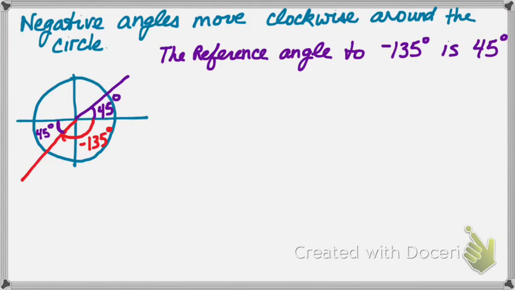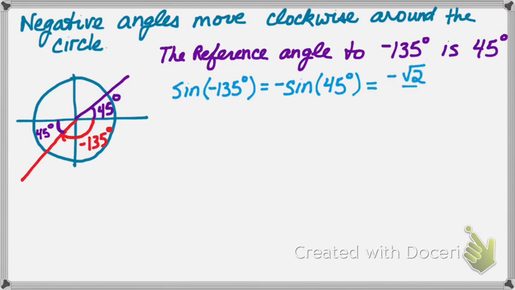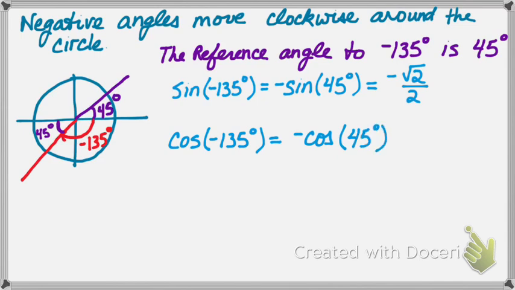And now, thinking about our trig values, sine of negative 135 degrees is negative sine of 45 degrees because the y values are negative in the third quadrant, and this equals negative square root of 2 over 2. And cosine of negative 135 degrees is negative cosine of 45 degrees, and that equals negative square root of 2 over 2. So negative angles, we move clockwise, but we find the reference angle in the same way.